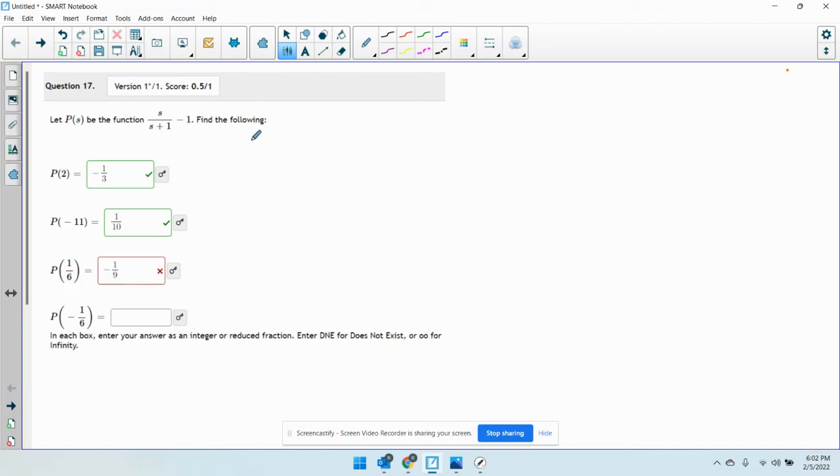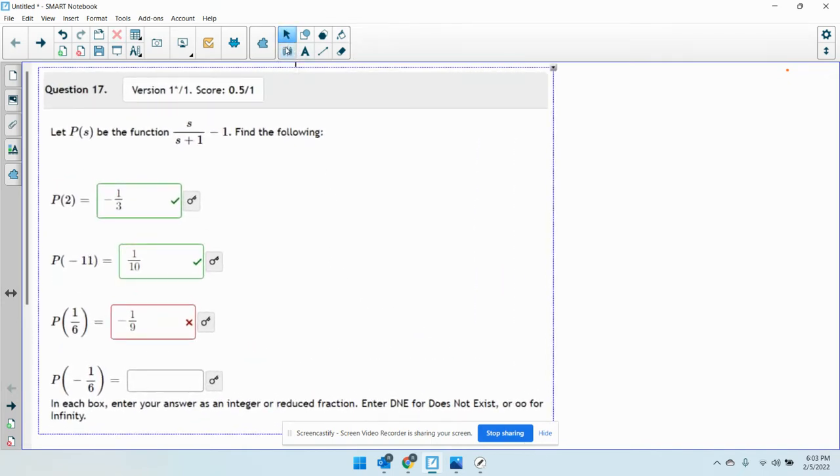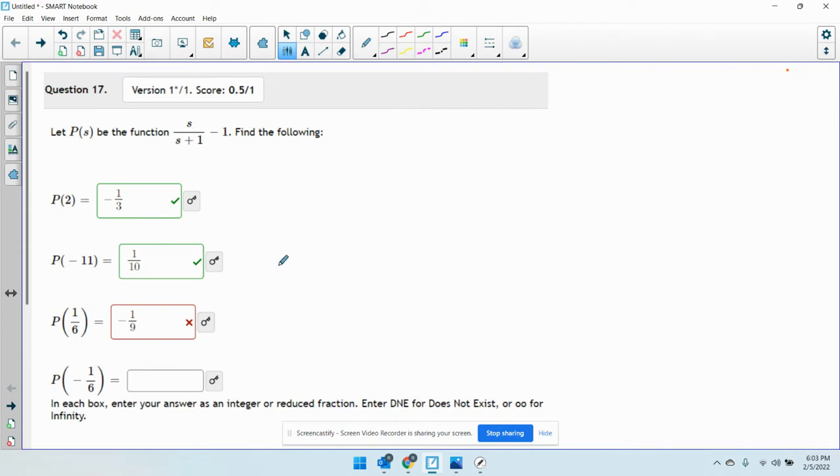Okay, so this says let P of S be this function S over S plus 1, all subtracting 1 from that. Find the following. P of 1/6. So I'm just going to rewrite this. This is like a practice in manipulating fractions. So the S on top is going to become 1/6 all over 1/6 plus 1 quantity minus 1.